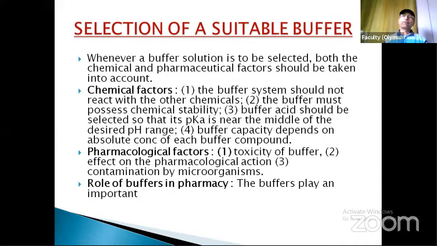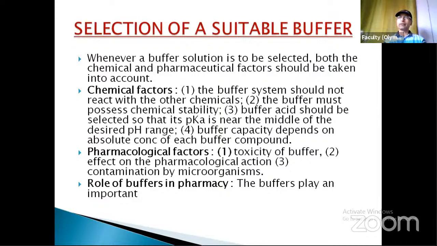Now, selection of a suitable buffer. Whenever a buffer solution is to be selected, both the chemical and pharmaceutical factors should be taken into consideration. What are the chemical factors? You have to think over it. The chemical factors mean the buffer system should not react with other chemicals present in your system. You are adding the buffer. Why are you adding the buffer? Such that the pH of the system should not be changed easily by addition of a small amount of acid or alkali. That is the use of a buffer system.